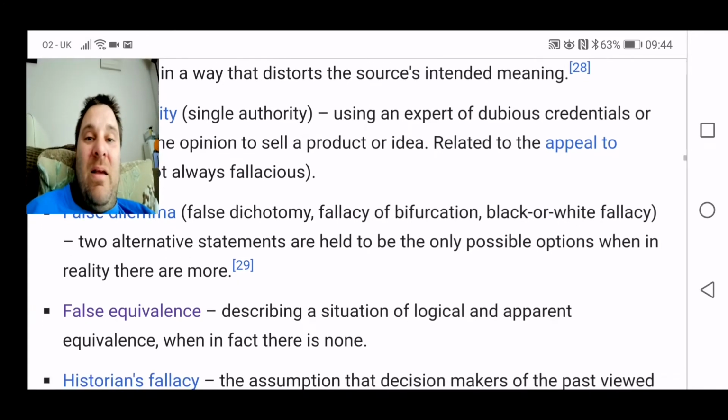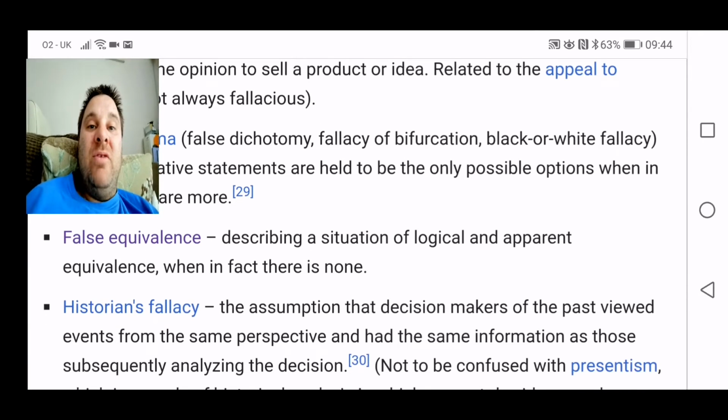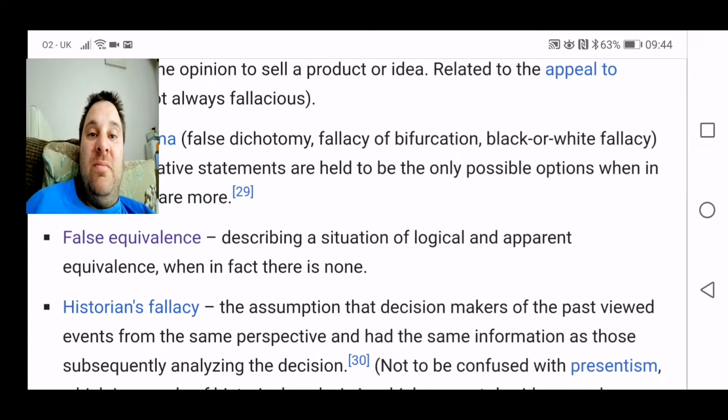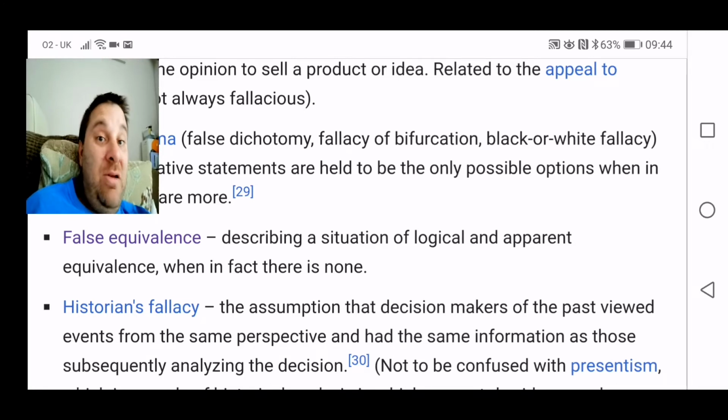Yeah? False equivalence. Describing a situation of logical and apparent equivalence when in fact there is none. We get that a lot from these globers when they say, look at the sky, look at the sky. No, we're here on the earth, we're on the ground. We don't live in the sky. Well, I don't anyway. I don't know about these globe earthers. I don't live in the sky.